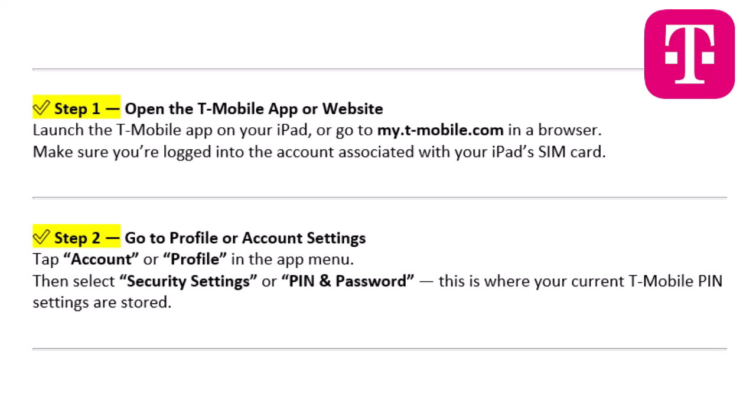Step 2. Go to Profile or Account Settings. Tap Account or Profile in the app menu. Then select Security Settings or PIN and Password. This is where your current T-Mobile PIN settings are stored.